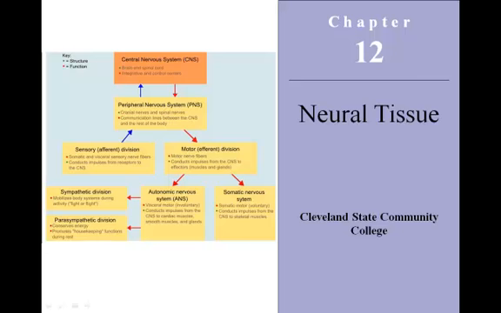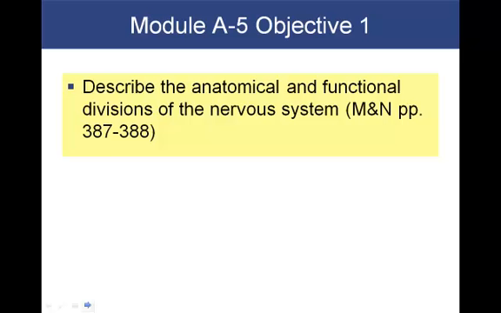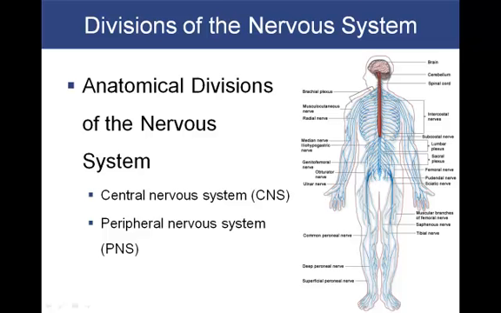This is Module A5, Neural Tissue. And in Objective 1, we're going to look at the anatomical and functional divisions of the nervous system. Anatomically, we can divide the nervous system into two parts.